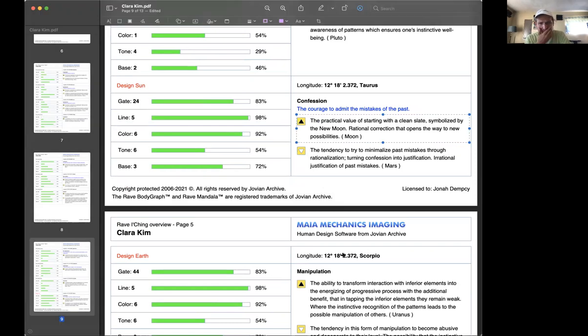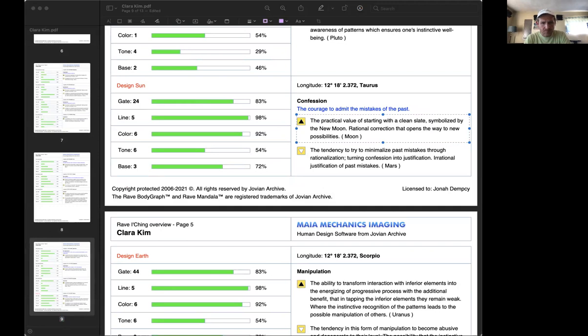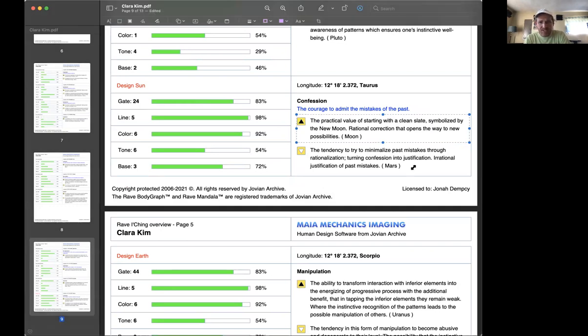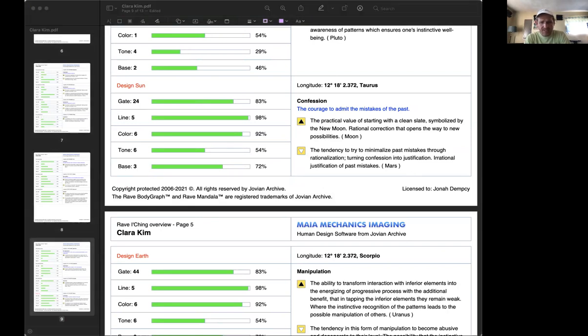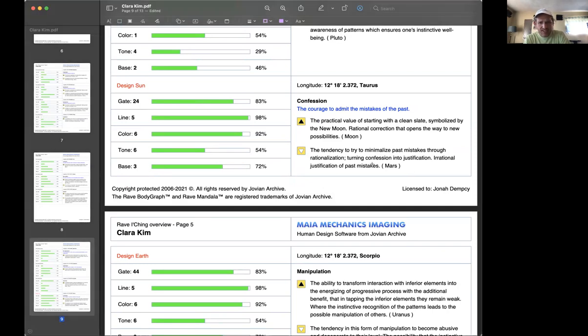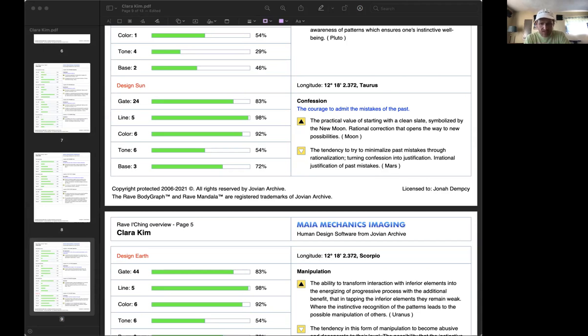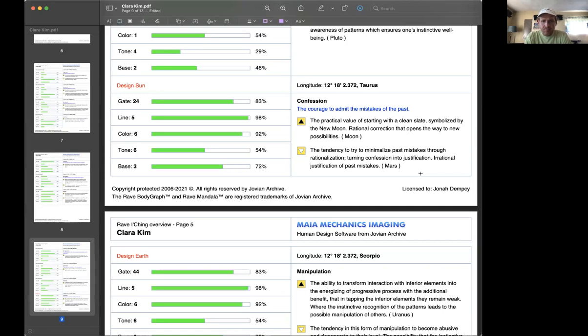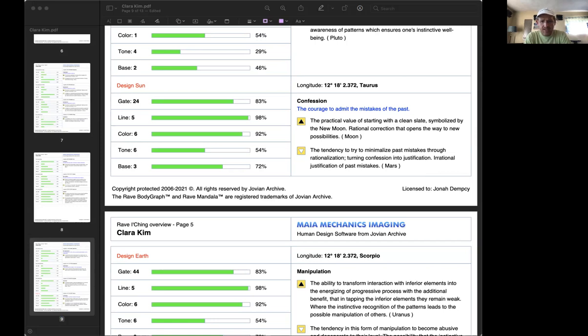Or the tendency to minimize past mistakes through rationalization, turning confession into justification, irrational justification. Okay, justifying, minimizing, rationalizing. Okay, so that could be, yeah, I'll say the exaltation is admitting mistakes, rationally correcting, fixing them.